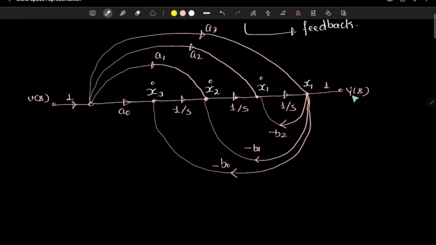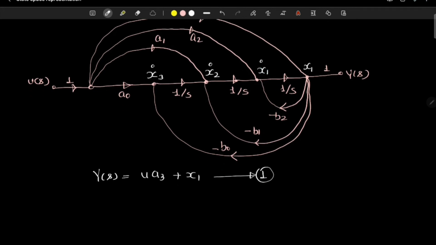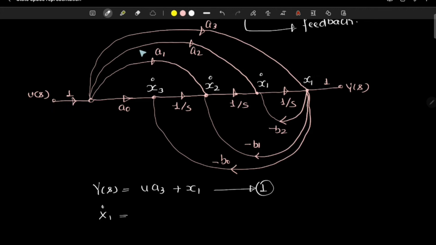Now let's write the equations for this one. So what is Y(s)? Y(s) is equal to u into a3 plus x1. So this is equation 1. Similarly, what is x1 dash? See, which signals are coming here? That is u into a2 plus x2 dash into 1 by s. So what is x2 dash into 1 by s? That is x2, plus from here Y(s) into minus b2, that is minus Y(s) into b2.